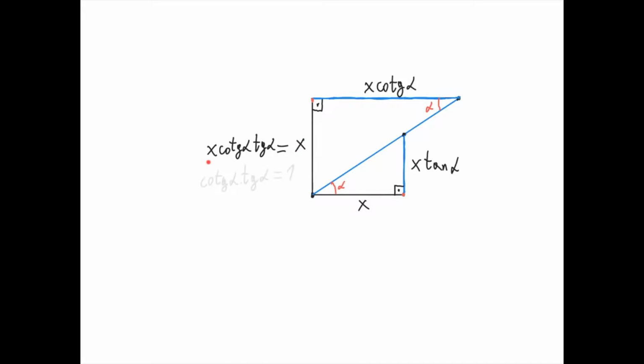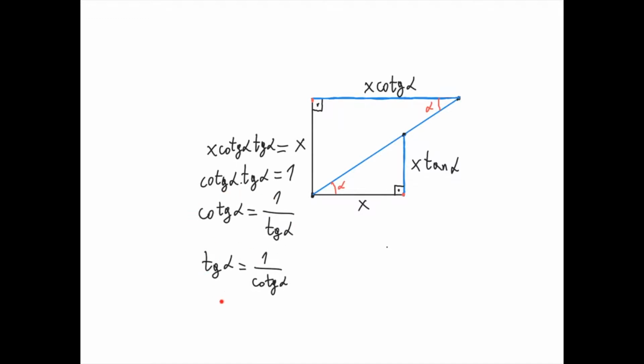Now we can cancel out the x, and we get this equality. Cotangent of alpha times tangent of alpha equals 1, and that's true for all angles alpha. Here are two more ways in which we can write this equality.